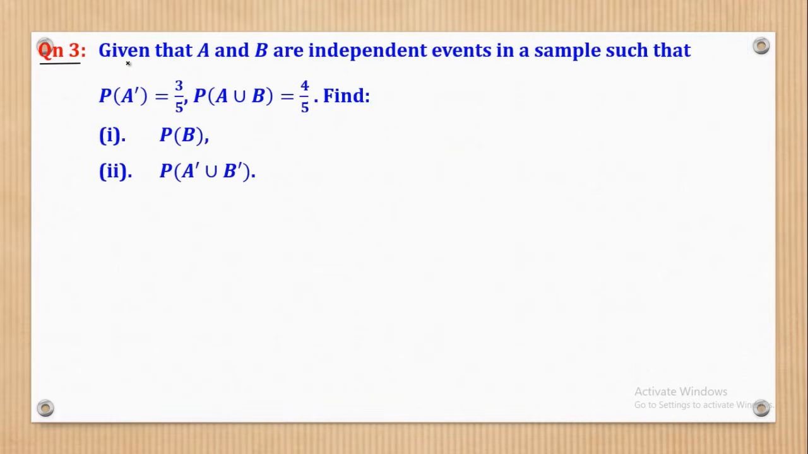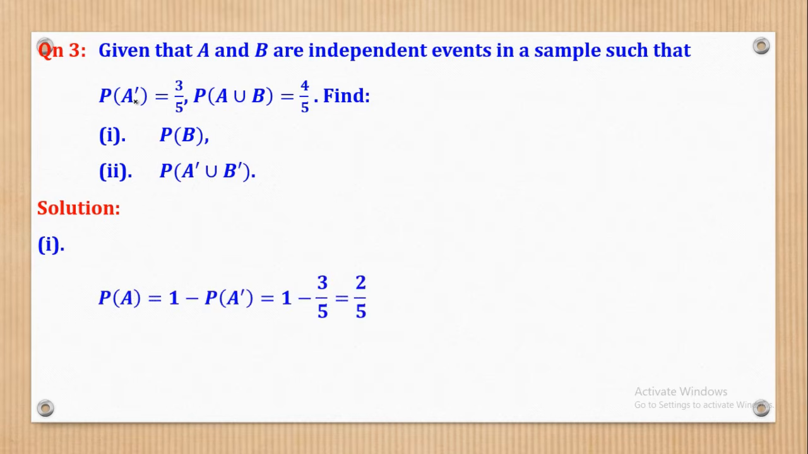Then question 3 says, given that A and B are independent events in a sample such that probability of A complement is 3/5 and probability of A union B is 4/5, find Roman 1 the probability of B and Roman 2 the probability of A complement union B complement. So first of all, I'm given A complement, so I can get the probability of A by saying 1 minus probability of A complement, which gives me 2/5.